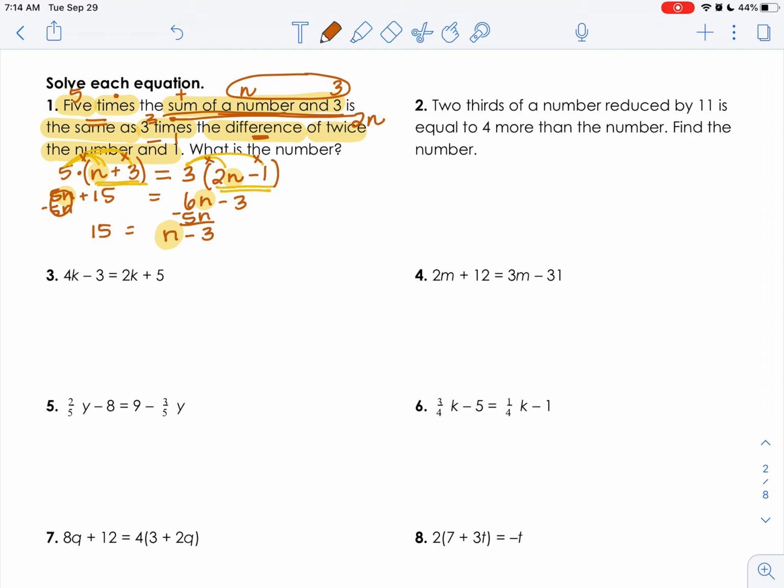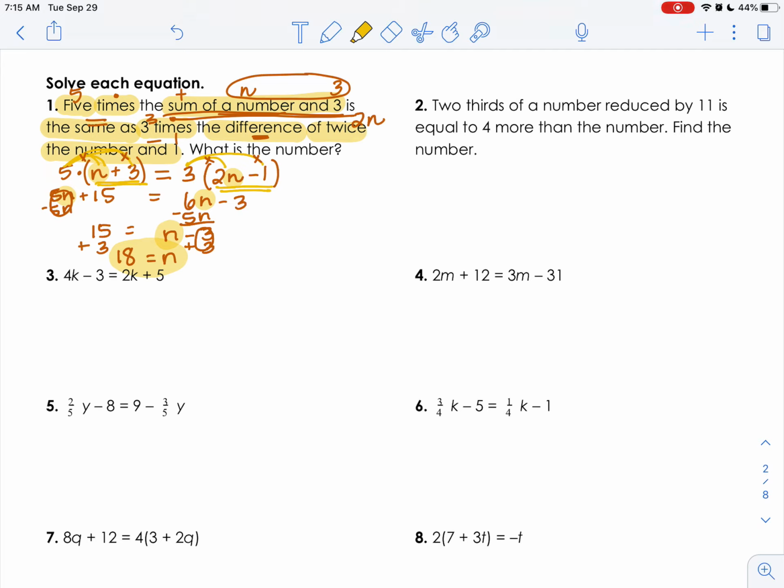Now my n's are all together. I need to get it by itself, so I'm going to add 3. And negative 3 plus 3 cancels, so I'm left with n equals 18. So that's the value of our number.